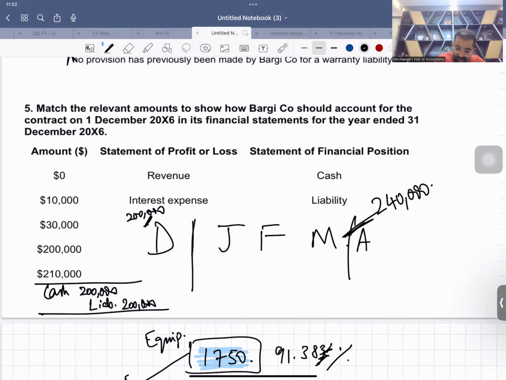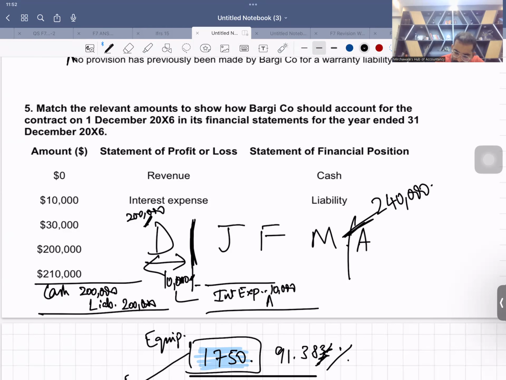So we are at the year end. In 1 month the interest is 10,000, and yes, this interest will be accrued interest. So the entry will be interest expense debit 10,000, and accrued interest, or you call it liability, accrued interest credit 10,000.